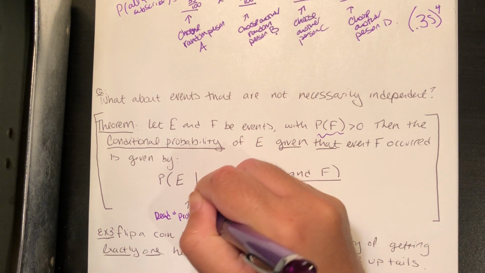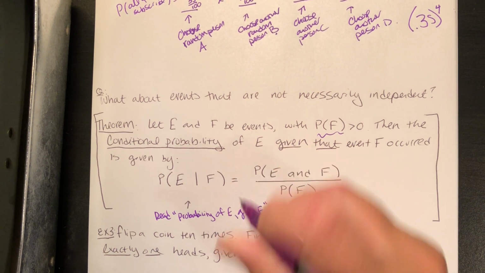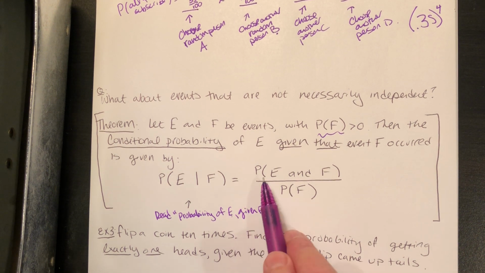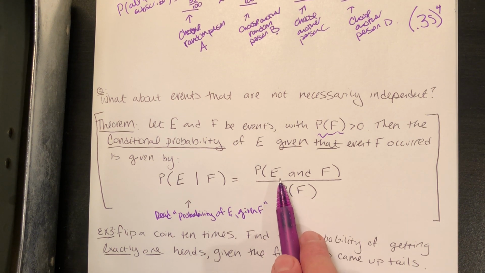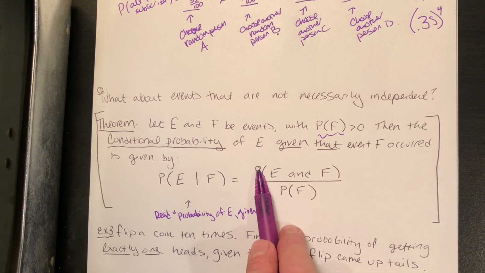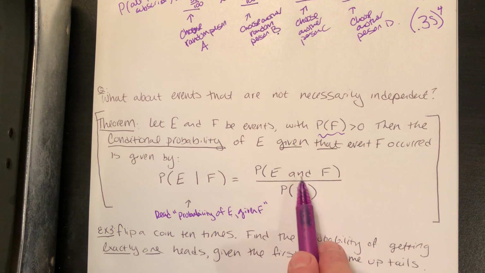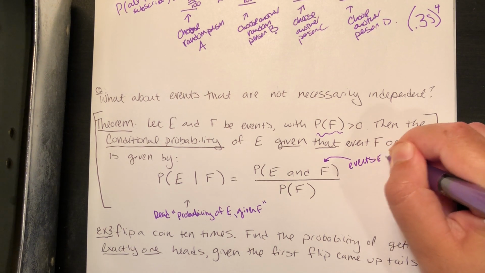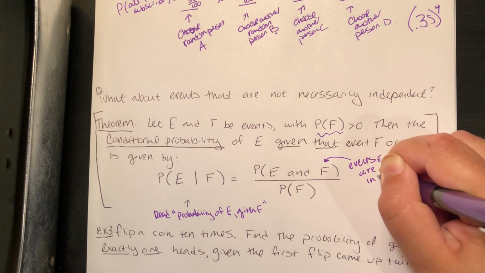Then the conditional probability of E, given that F occurred, is given by the following equation. So we read this as probability of E given F. So the probability that event E happens, given that we know that F happens, and we can find it by finding the probability of E and F divided by the probability of F. Now, if these events happened to be independent, then we could use that rule that we had before, say that this is going to be equal to probability of E times probability of F, and then cancel. But generally, these do not necessarily have to be independent of each other. So events E and F are not necessarily independent.